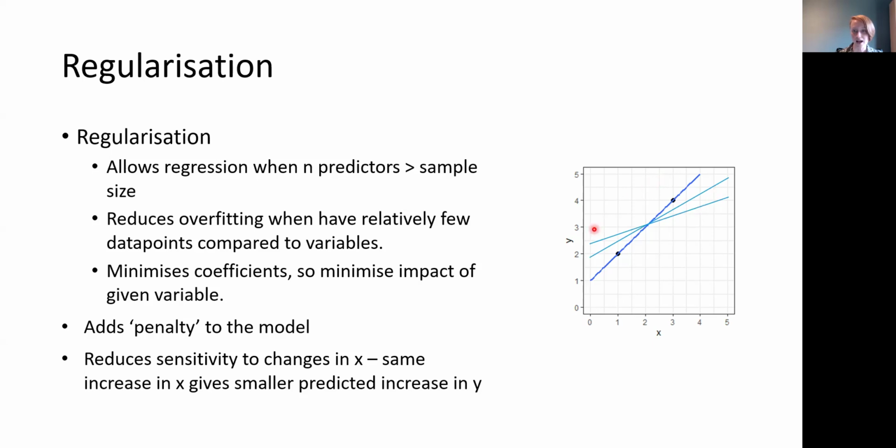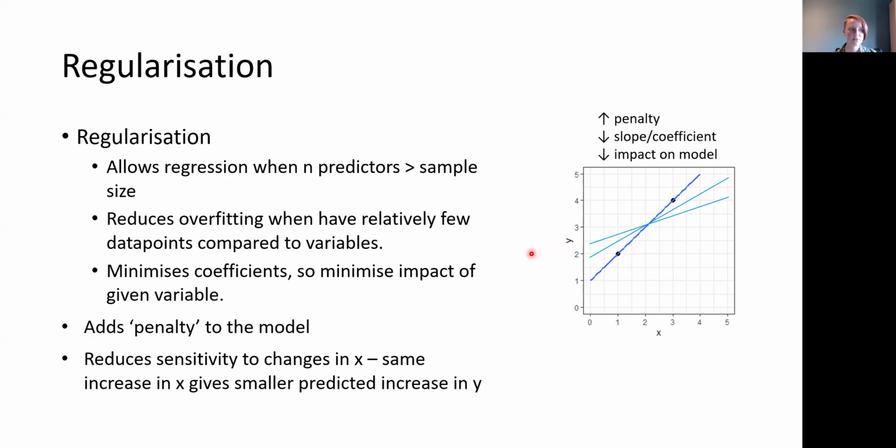And how much of a difference this makes depends on how much of a penalty you add to your model. So if you increase the penalty, you will decrease the slope or the coefficient, and you will reduce the impact of that particular variable on your model. So that's the overview of how regularization works.